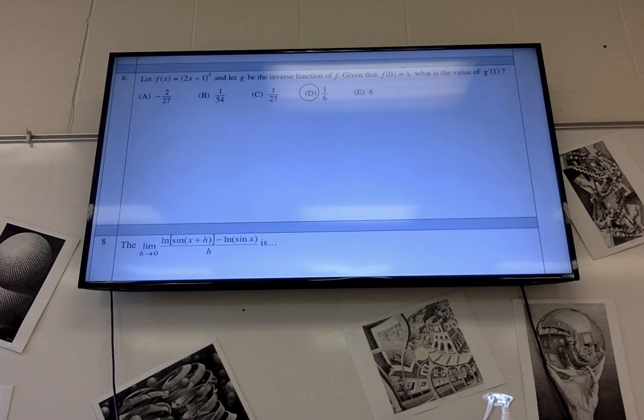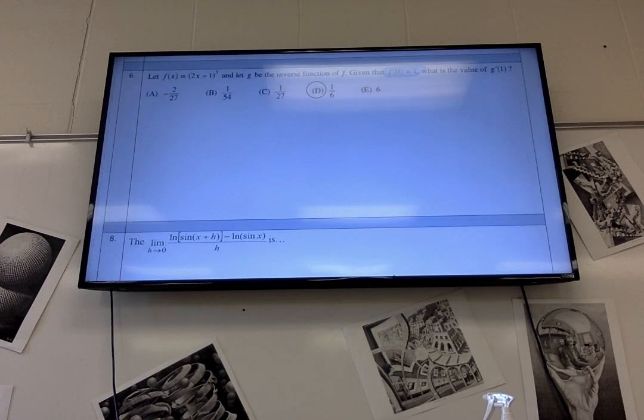So, anywho, number 6. Let f of x equal blah, and g is the inverse of the function. And it tells you that f of 0 is 1. What is the value of g prime of negative 1? We don't have a g. Well, g is the inverse function.